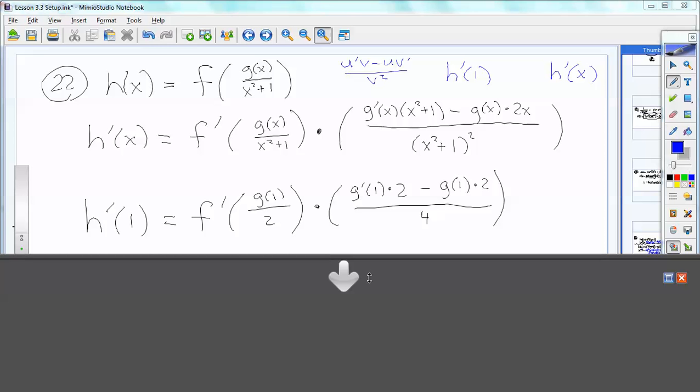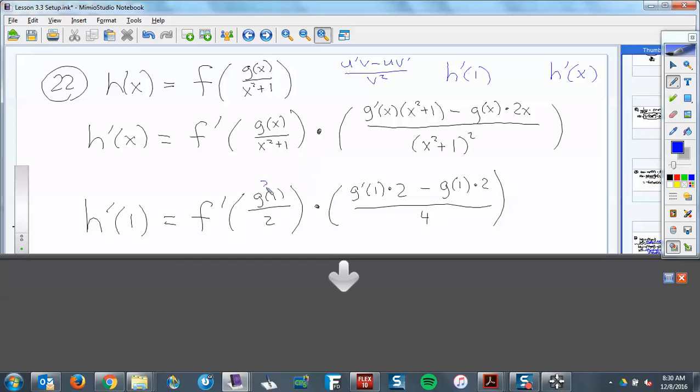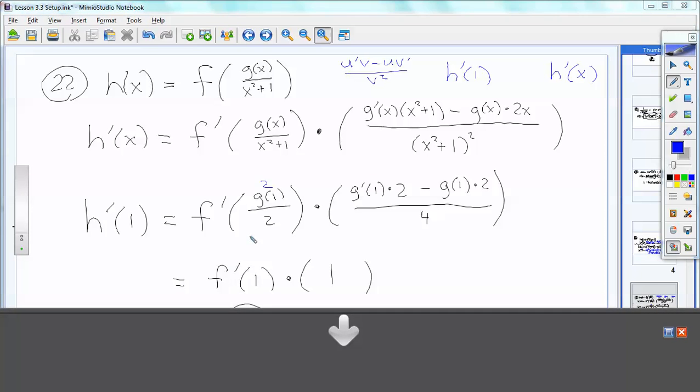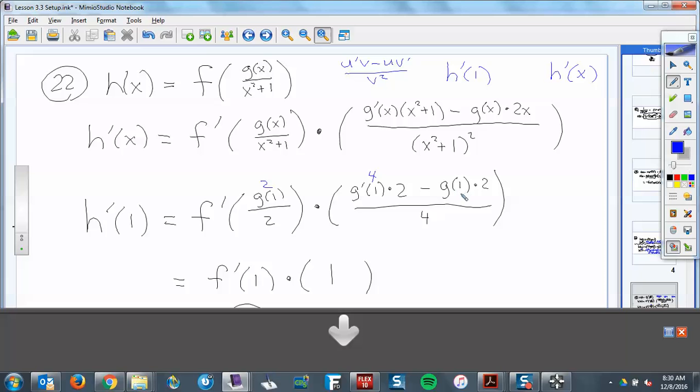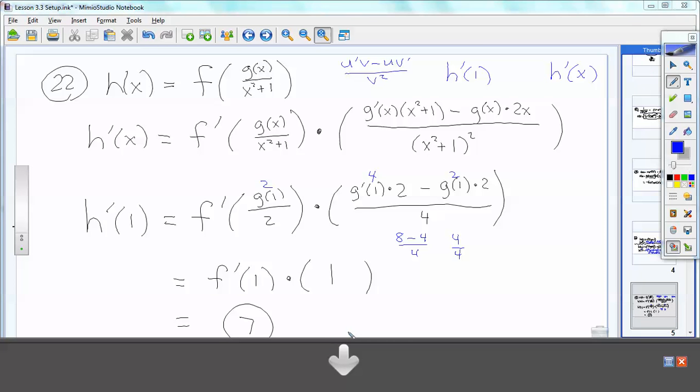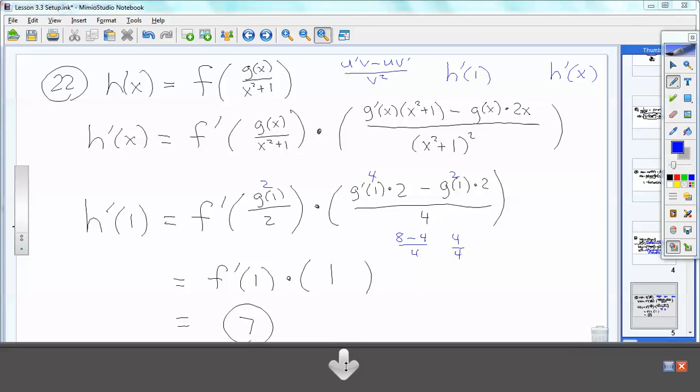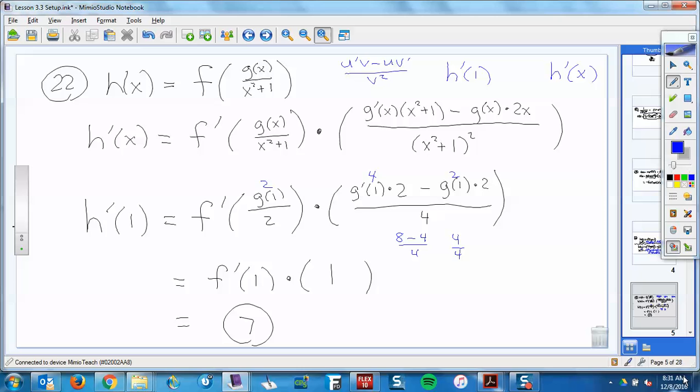Okay? So we do that. So now what's G of 1? Well, they told us. G of 1 was 2. 2 over 2 is 1. So this becomes F prime of 1. G prime of 1, they told us, was 4. G of 1, they told us, was 2. So we have 4 times 2 is 8. 8 take away 4 over 4. We get 4 over 4, which is 1. And so F prime of 1, they told us, was 7. So 7 times 1 is 7. That's it.